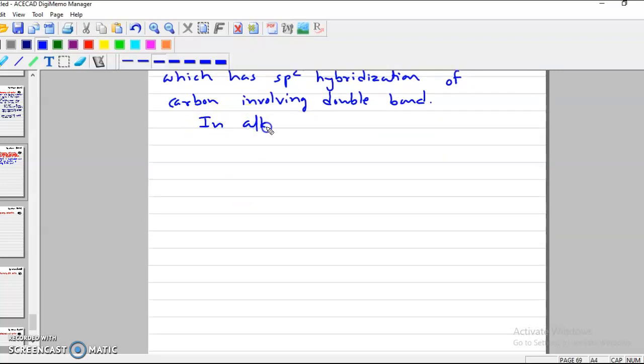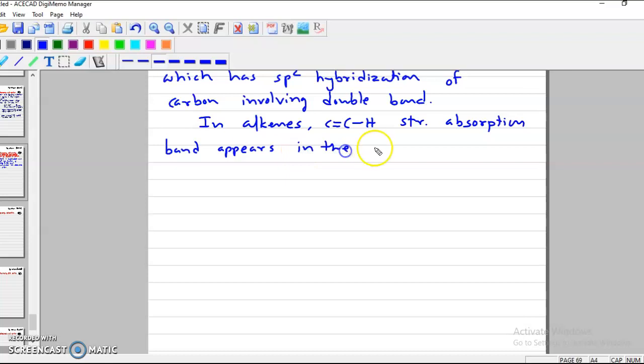So in alkenes, the CH, which is already a part of the C double bond C, stretching absorption band appears in the region 3100 to 3000 centimeter inverse, which is greater than alkane.